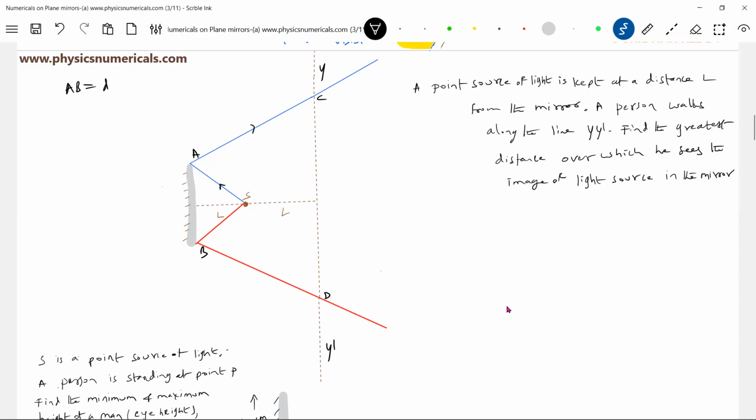This is an incident ray. This is also an incident ray, which is incident at the edges A and B of the mirror. So these are the incident rays I'm telling. Now we have to calculate their distance CD. Whose help do we have to take? Okay, again we'll take the geometry.